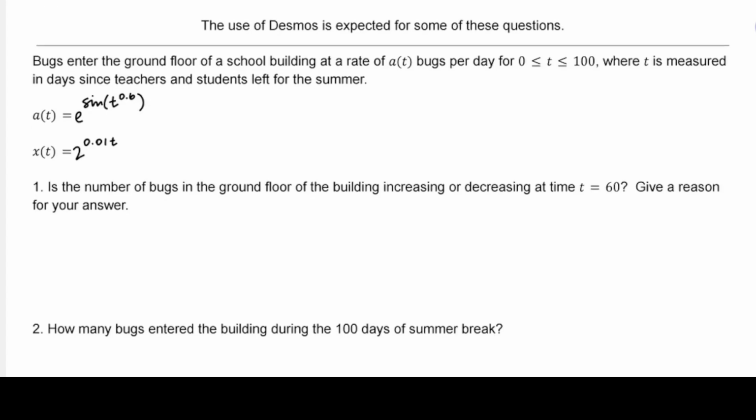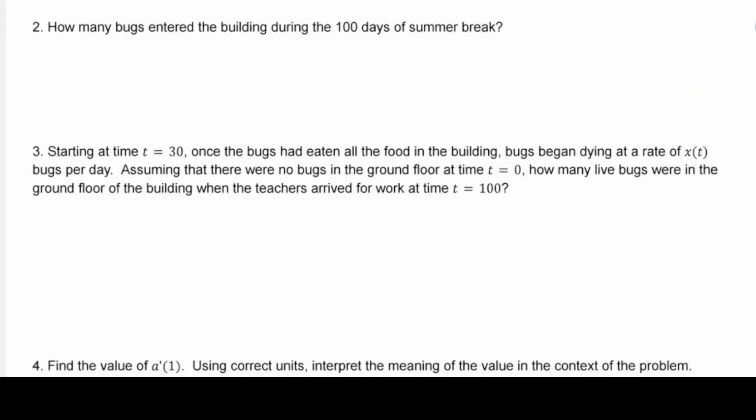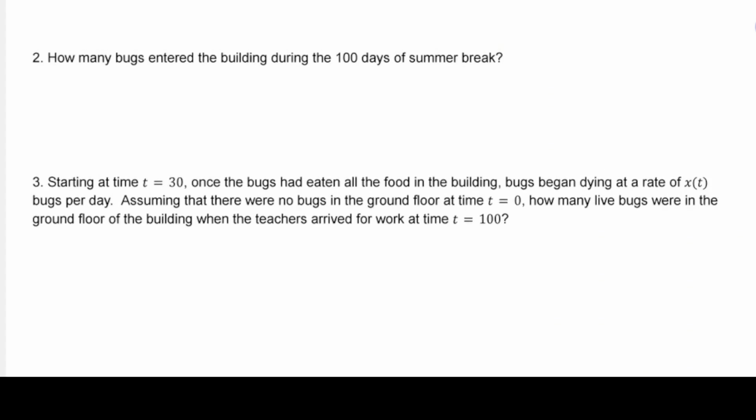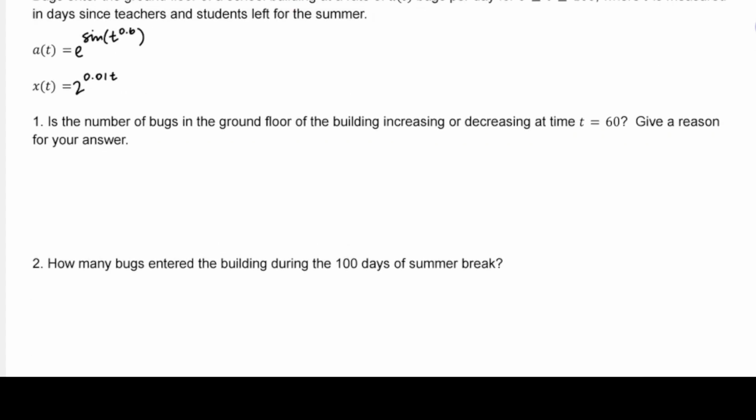I realized I had multiple windows of the same thing open. It's in number 3. They're dying at a rate of x of t bugs per day, so they're exiting the building. And then, but we'll need to use x of t on this number 1, and that's one of the reasons I didn't end up grading this quiz. But there were others. So if I'm interested in that, I'm going to have to consider which is bigger, the rate in or the rate out. So what I'm going to do is I'm just going to say a of 60 minus x of 60. That's what I'm planning on doing with the calculator.